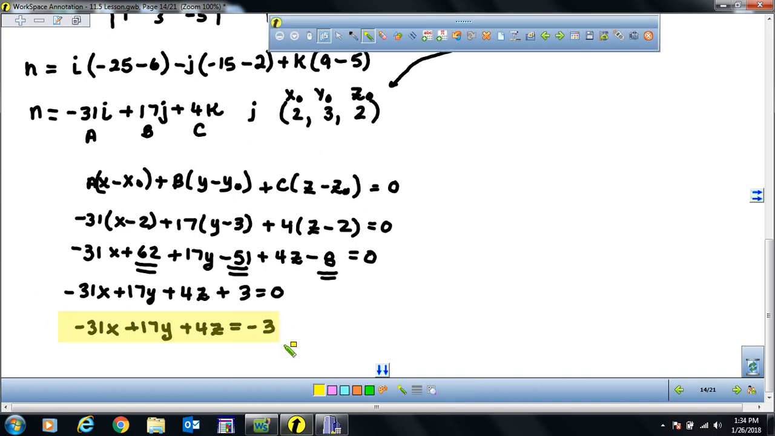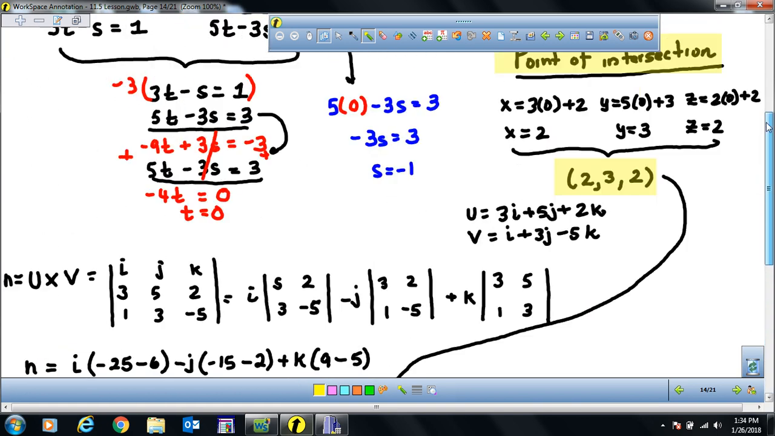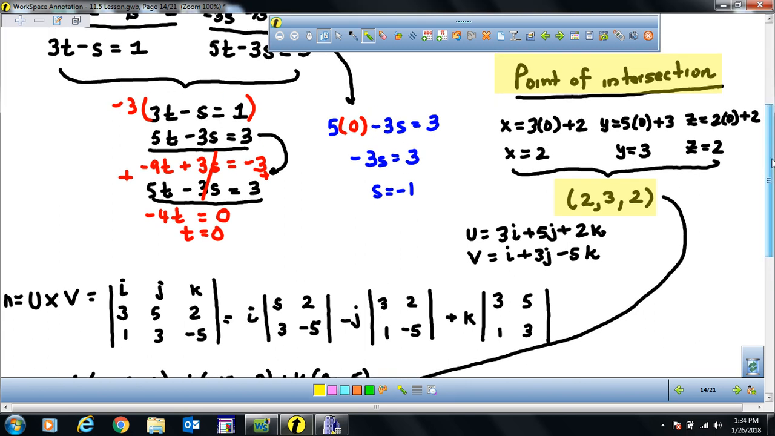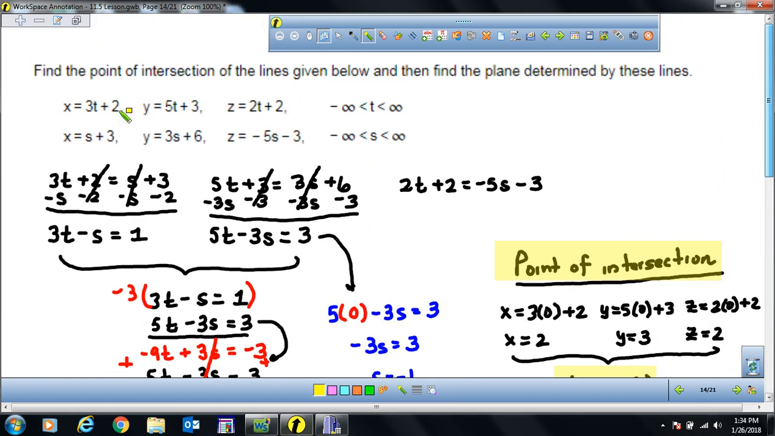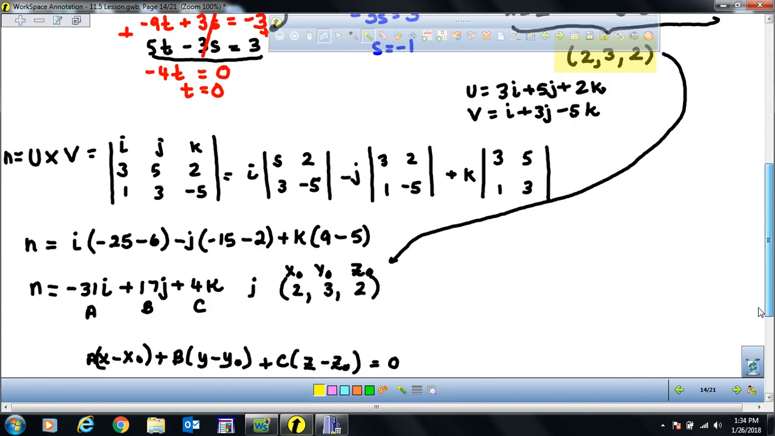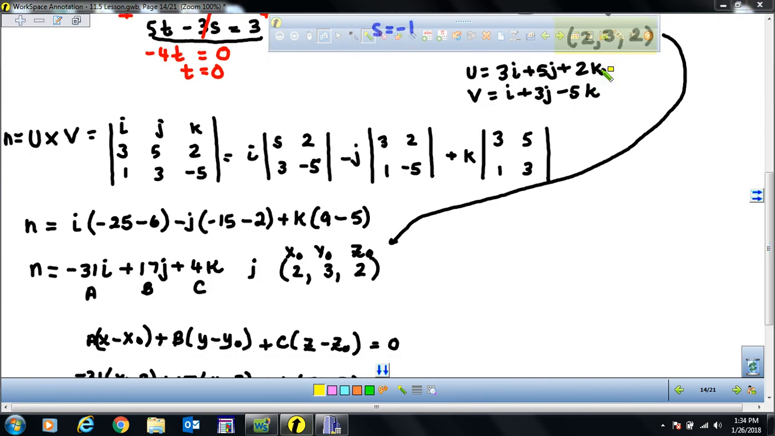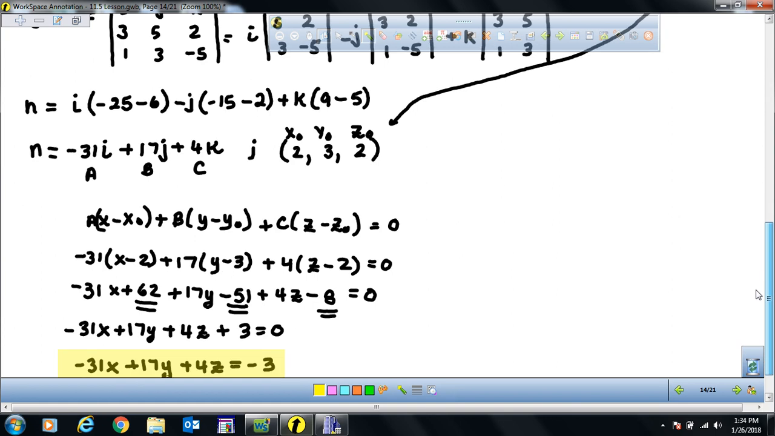And this plane is going to pass through the point of intersection of the two lines, which is 2, 3, 2, and it will be parallel to these two lines because it is perpendicular to the cross product of the two vectors that are parallel to those two lines.